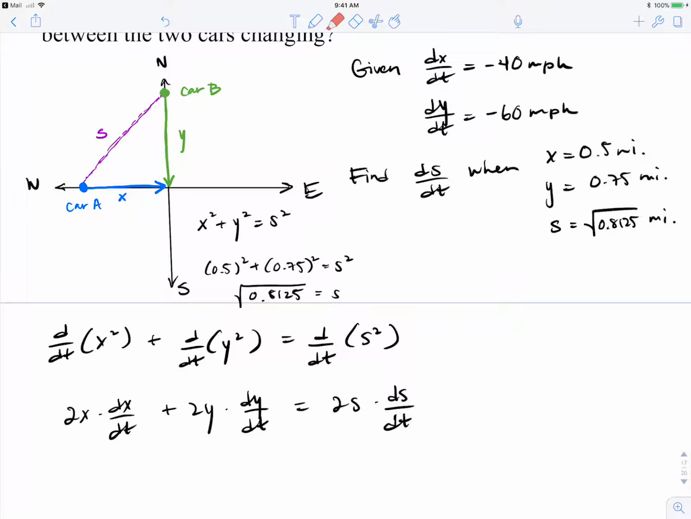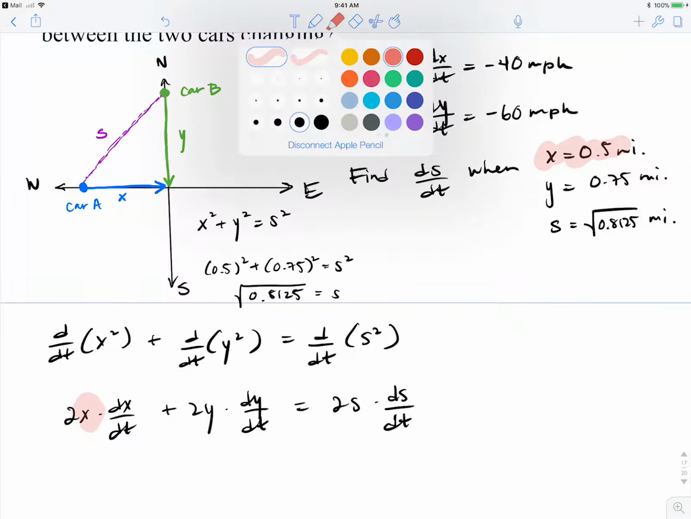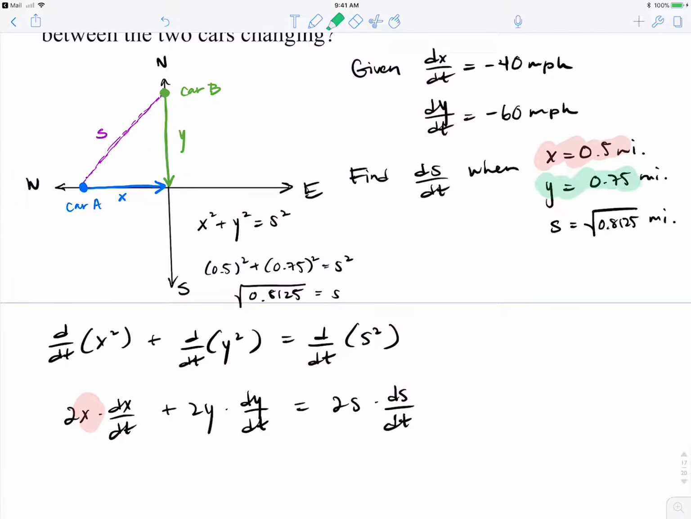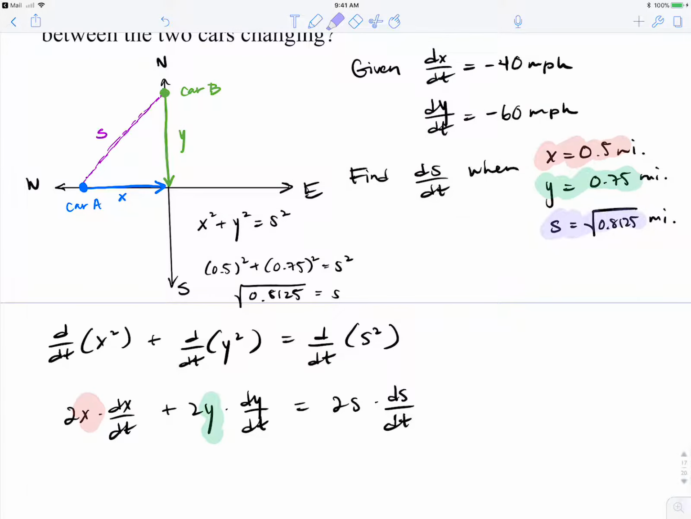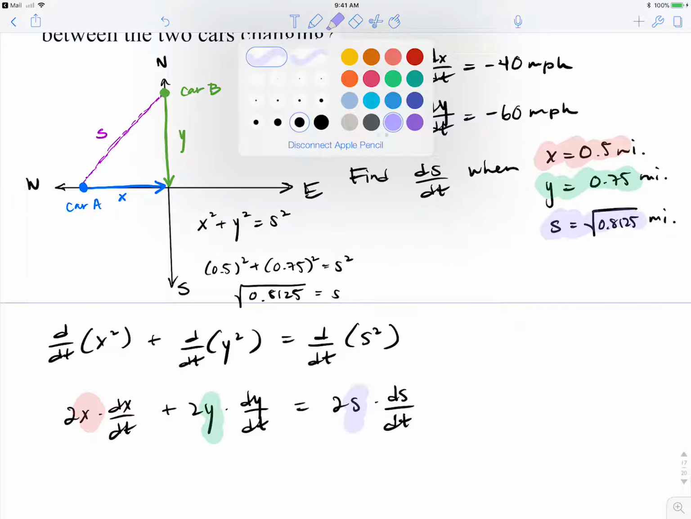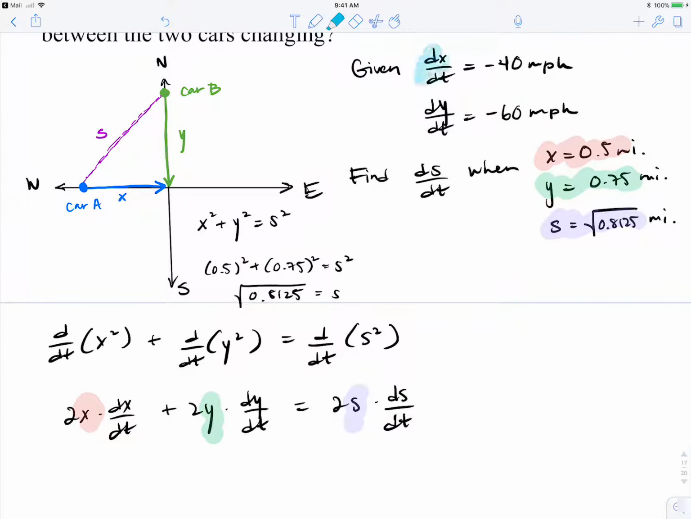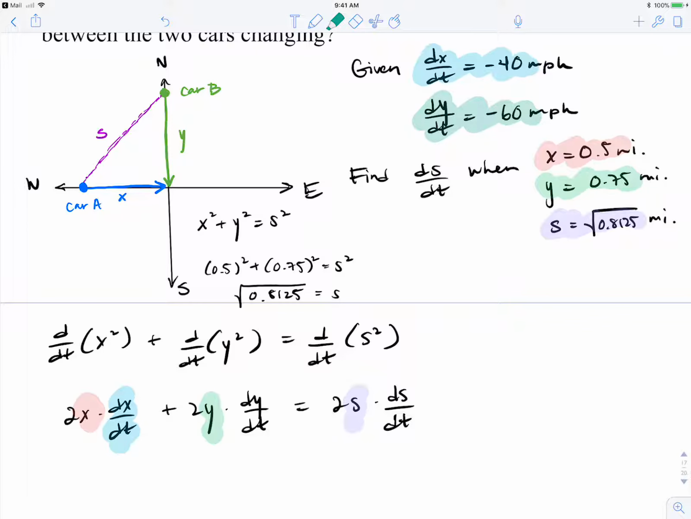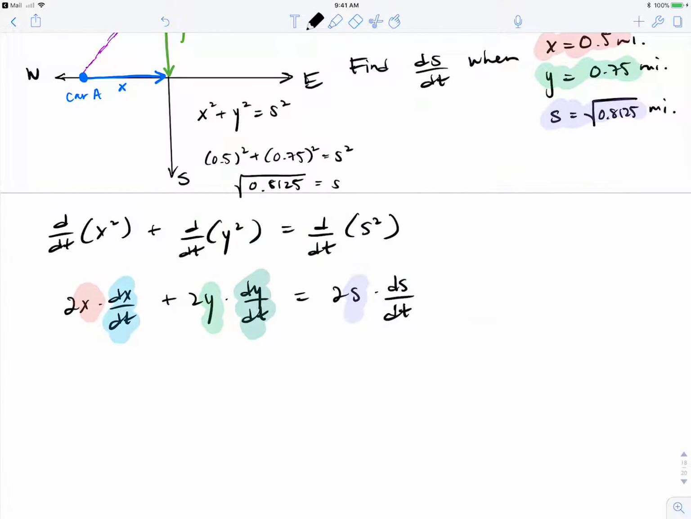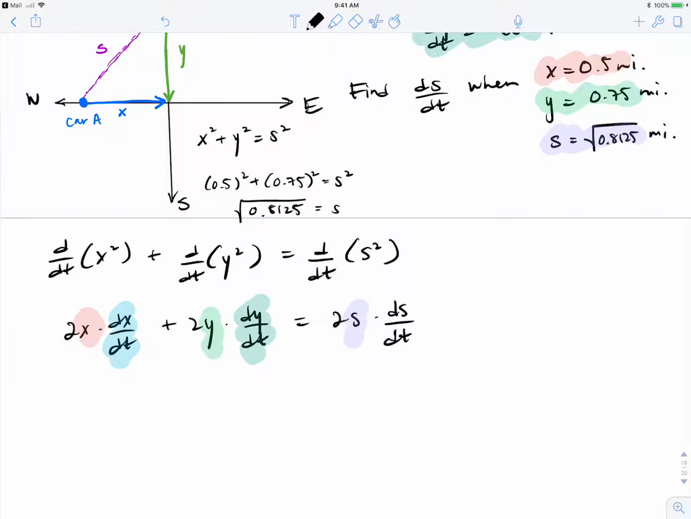Okay, so let's look at what we're substituting in. We have x, we have y, we have s, we have dx over dt, and we have dy over dt. So we're ready to substitute those values in and solve for ds over dt.